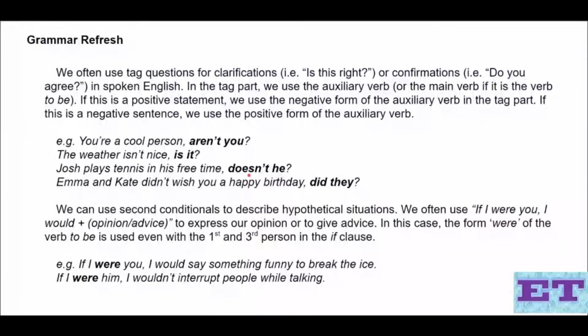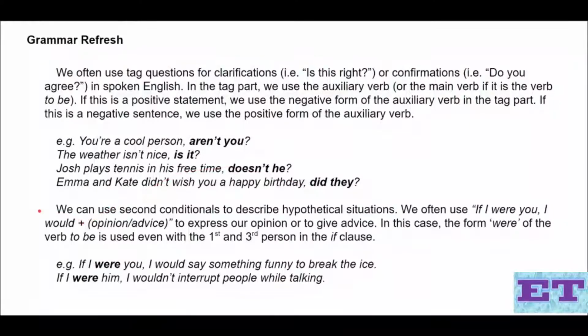The last one here, Emma and Kate didn't wish you a happy birthday. Did they? So again here, didn't wish, it's negative. We have the positive over here. Did they? And to wish is an action, something you do. So again, we're using that verb to do here.